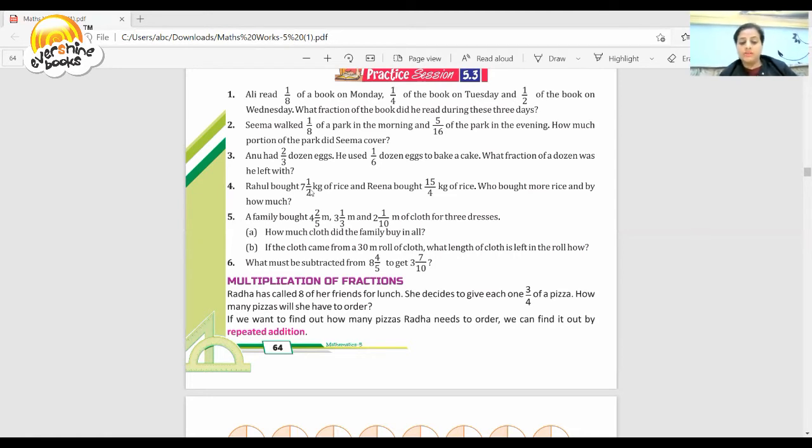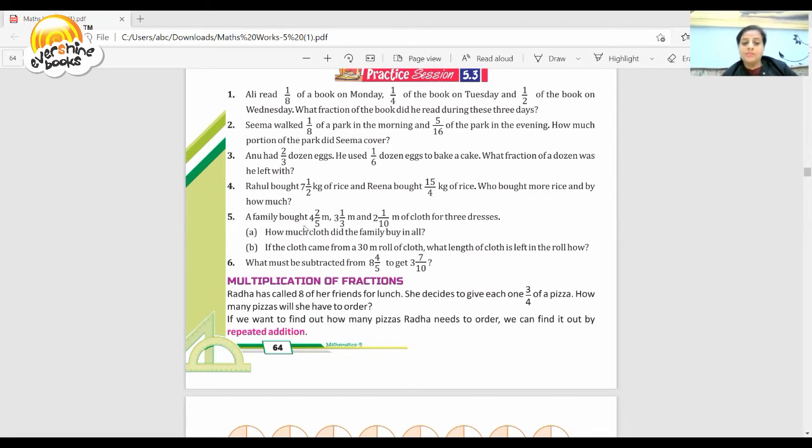Rahul bought 7 whole number 1 upon 2 kg of rice. Reena bought 15 upon 4 kg of rice. Who bought more rice? So you have to divide, you have to see it, and by how much means you have to minus it also. 15 upon 2 and 15 upon 4 you have to minus.